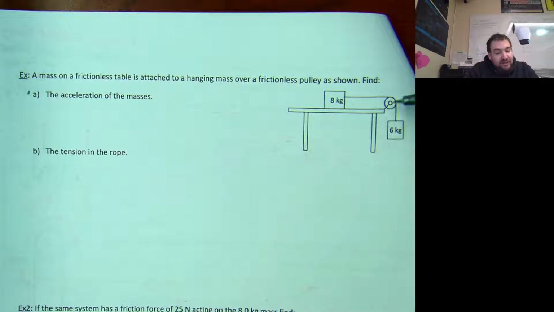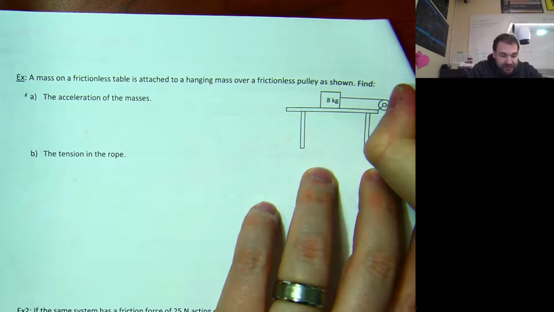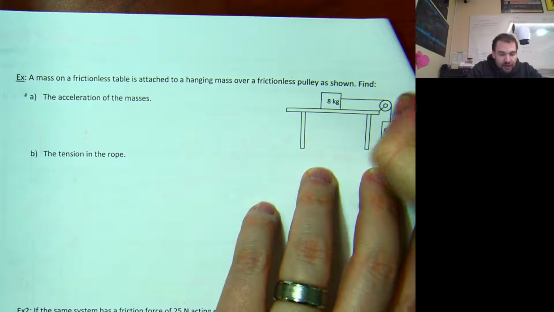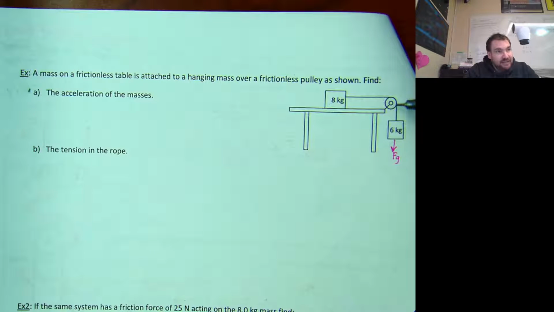So what's happening, because you're right, it is supporting it, but again, all pulleys do is redirect forces. So this object here is going to have Fg acting down on it, right? Because this pulley exists, it's going to allow the Fg from this 6 kilogram block to act through the tension here. It's going to act on the rope, causing tension to act on this block here.